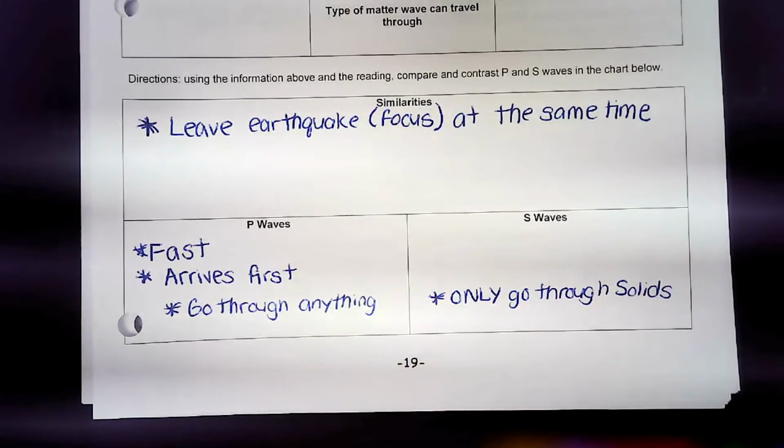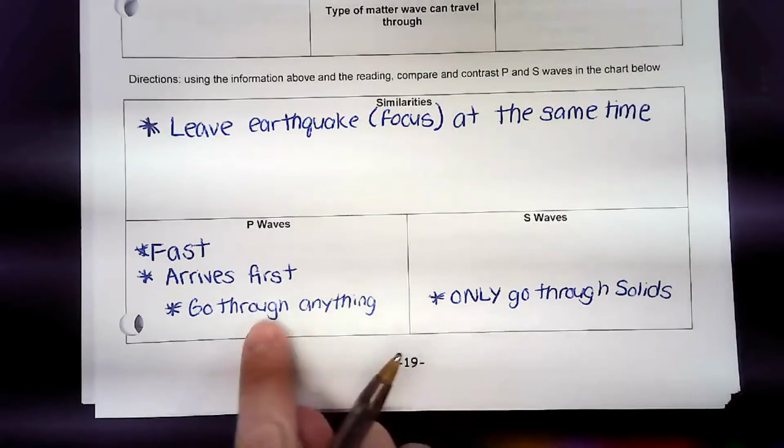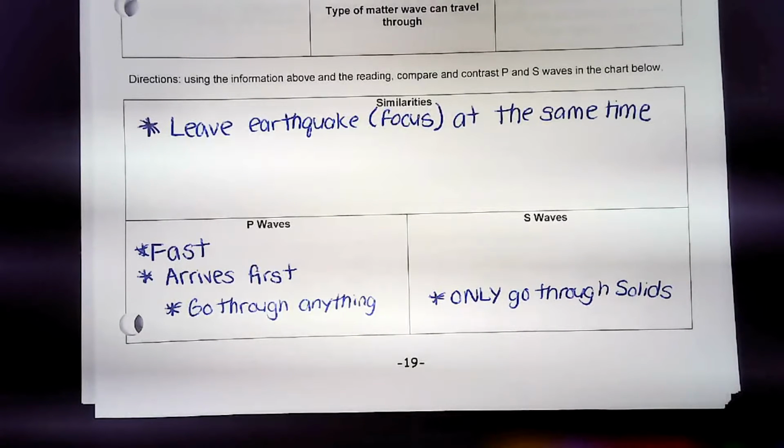So the S waves cannot travel through the liquid outer core or parts of the asthenosphere that have been melted. So that is a huge difference between P and S waves. And that is actually how scientists were able to discover that the outer core was liquid. They could track the S waves until they hit that outer core, and then they basically got stuck.